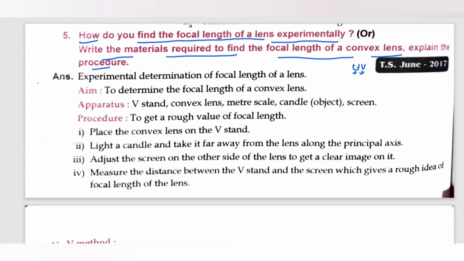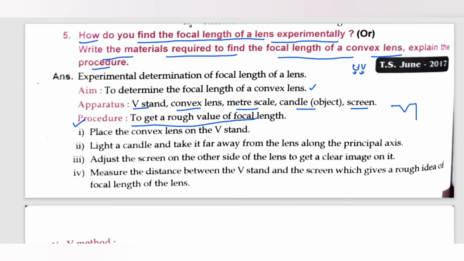So to determine the focal length of a convex lens, this is the aim of the activity, and the apparatus required are V stand, convex lens, meter scale, candle and screen. So coming to the procedure, to get a rough value of the focal length, we follow these steps. First, take a convex lens and place it on the V stand.